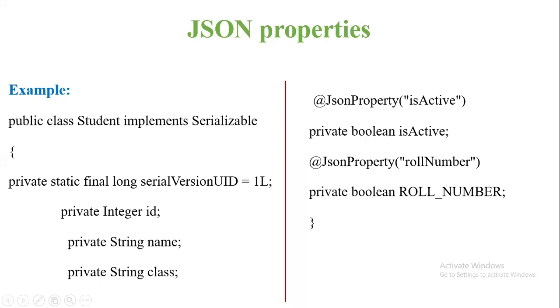So in this case, for example, we are defining the property name of the field isActive as isActive, so that the JSON object can have the same property name rather than having it as active. And second, for the rollNumber field, we are defining the property name as rollNumber, so that the JSON object can have the property name in camel case, not in uppercase.